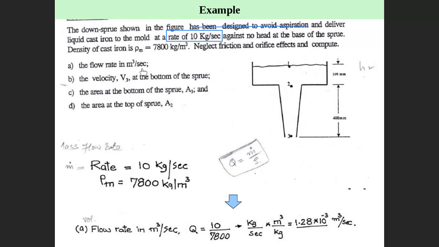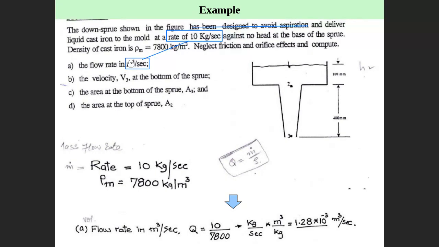What is the flow rate in cubic meter per second? This is the first question. The given flow rate is in kilograms per second, and he requests the flow rate in cubic meter per second. Given is 10 kilograms per second, and we need cubic meter per second. The second is the same, but here we have kilogram, which is a mass, and here cubic meter, which is a volume.